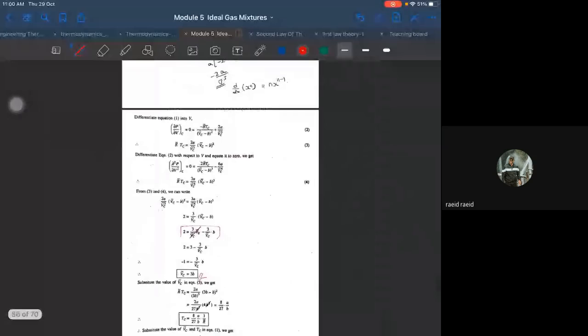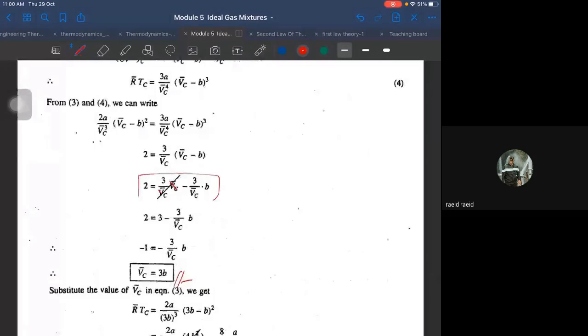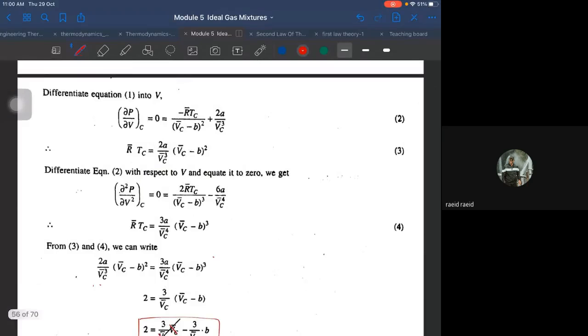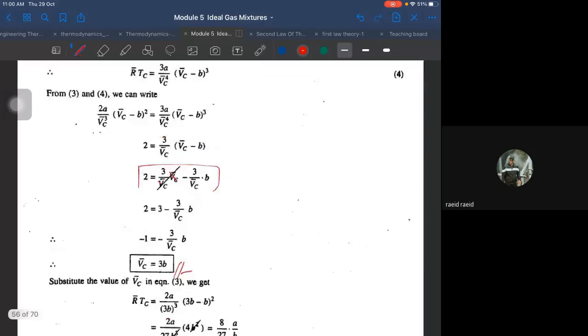Continuing further, whatever you do is just simple. Once you got the value of V bar C, you will take equation number 3. Where is equation number 3? This is your equation number 3. In this particular equation, you know the value of V bar C. How much is it? 3B. You just substitute 3B here and 3B here, and go on and solve further.